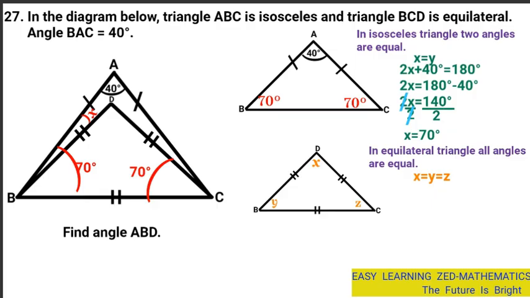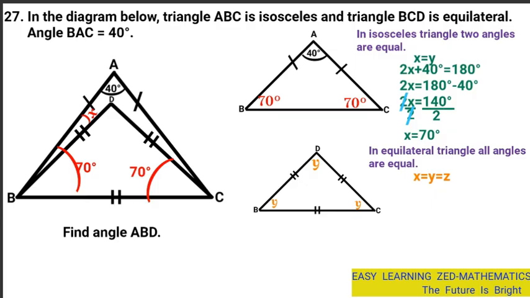I'm not going to use X because I used X already, so I'm going to use Y. So I'm going to say this will become Y, and that X on top will become Y. Meaning this triangle is made of equal angles. So whatever value we find for one angle applies to all angles.